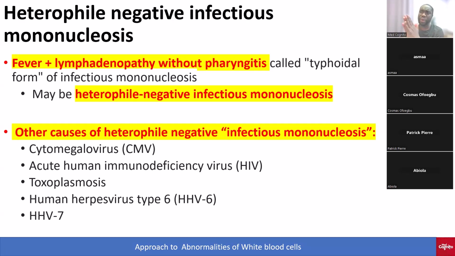So which conditions can present with sore throat, fever, lymphadenopathy, malaise, but the monospot test or heterophil test is negative? Please, they are cytomegalovirus. Write it down, because the objective was saying you must know the differences: cytomegalovirus, acute HIV in the acute stages, toxoplasmosis, human herpes virus type 6, and human herpes virus type 7.